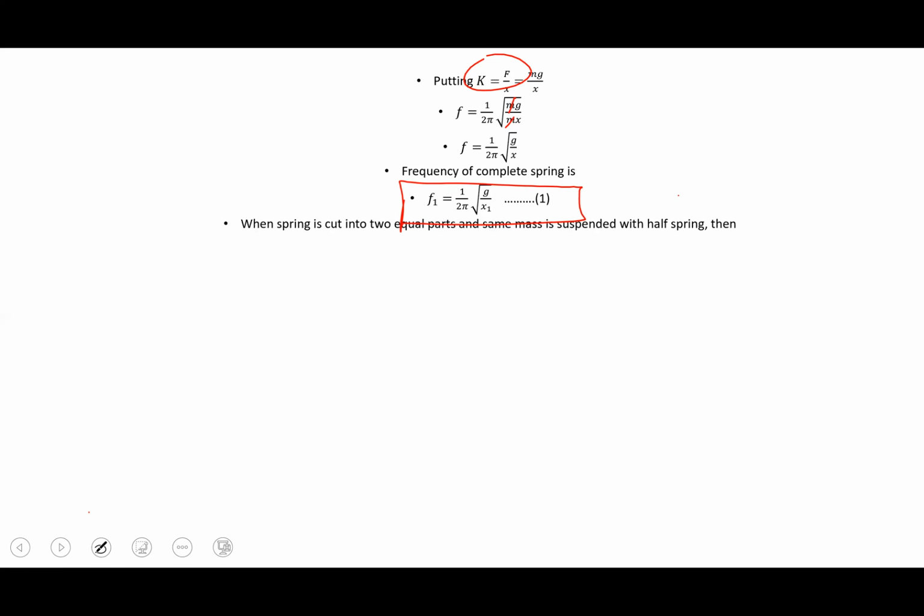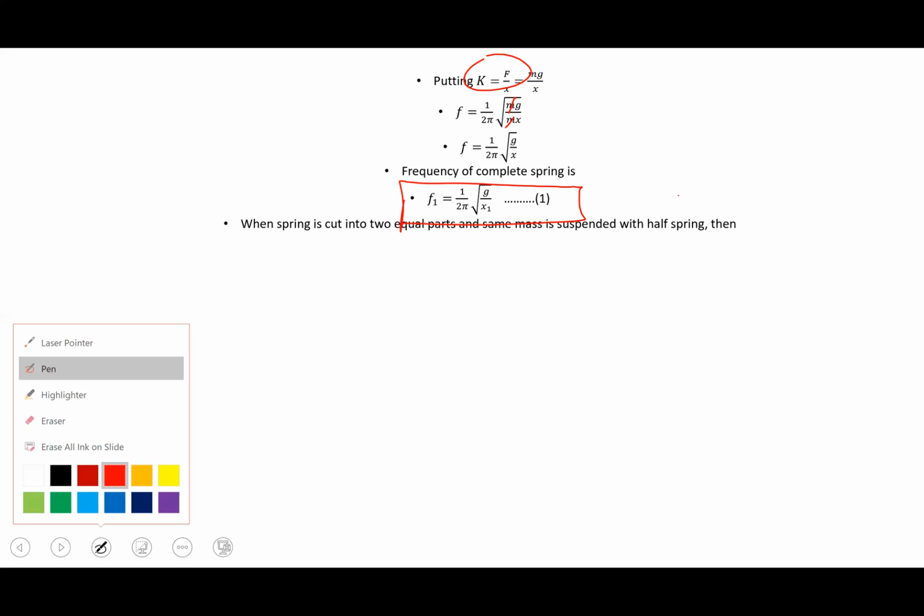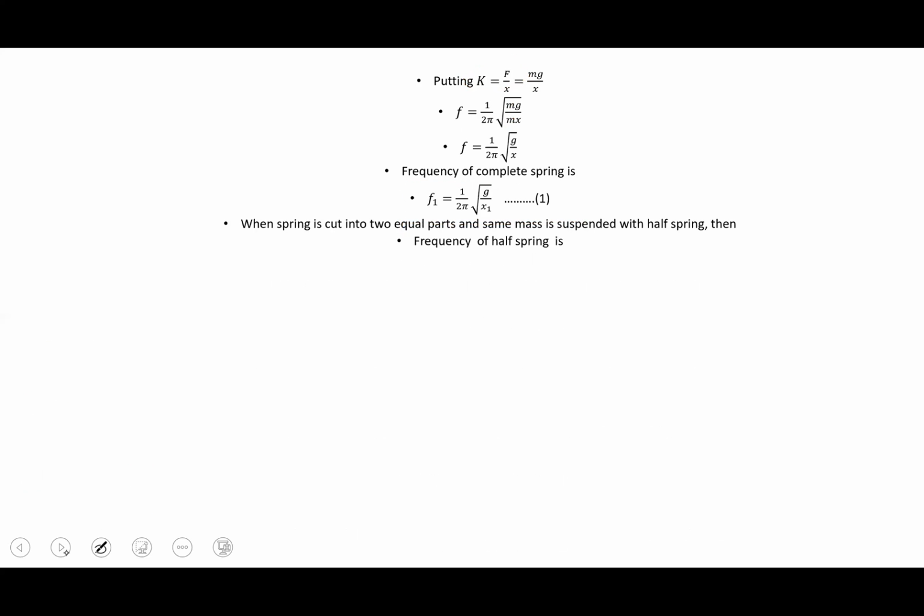Similarly, if we apply the same concept to equation 2, the second part of the mass attached to a spring system, when the spring is cut into equal parts with the same mass suspended from the half spring, then the frequency of the half spring is F2, equal to 1 over 2 pi under root G over x2. Now, as we know that x2 is basically half of x1, put this value of x2 in this equation. What do we get? F2 is equal to 1 over 2 pi under root G divided by x1 over 2. So we just replace it. This 2 will go on top and multiply with G. So F2 is equal to 1 over 2 pi under root 2G divided by x1.